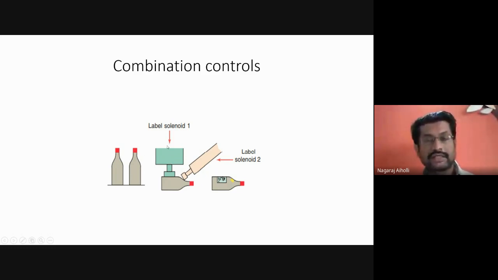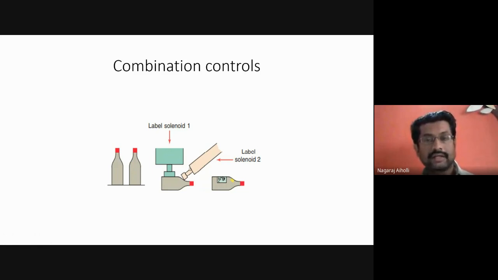It doesn't matter whether label 1 is applied first or label 2 is applied first. If both the labels are applied, only then our purpose will be served. What is our purpose? The user's purpose is to apply two labels, label 1 and label 2, to the bottle. If the bottle is applied with label 1 and label 2, then only the purpose will be served.